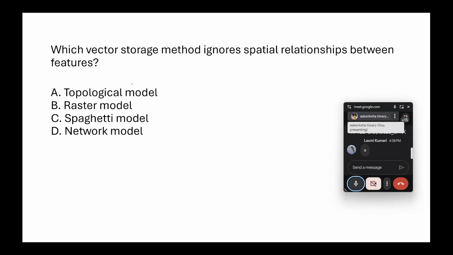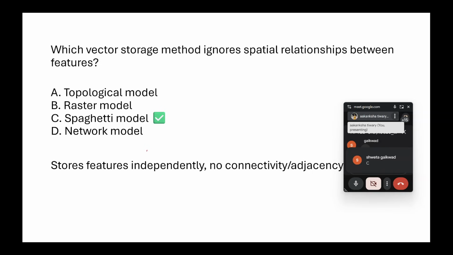So the next question is, which vector storage method ignores spatial relationship between features? Topological, raster, spaghetti, or network? So we have already seen the spaghetti model. It records all the features independently and there is no relationship stored. So that is why it is going to be the spaghetti model.